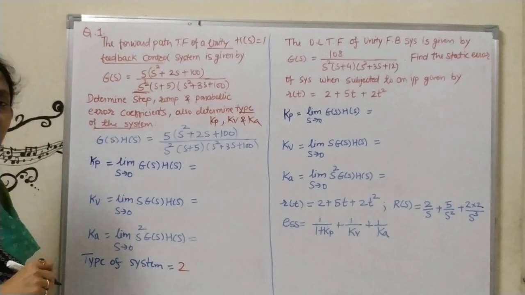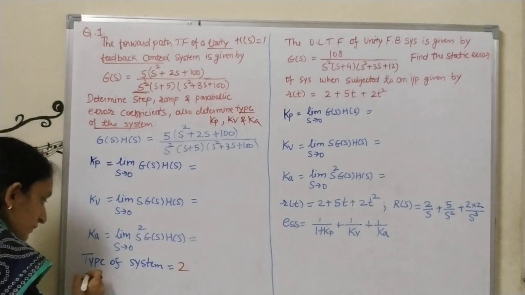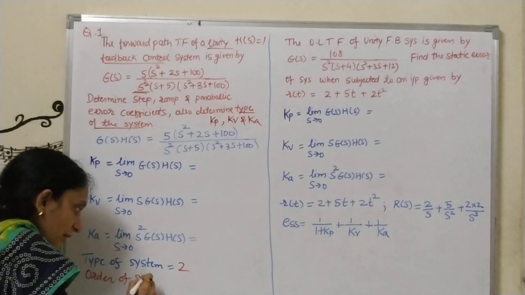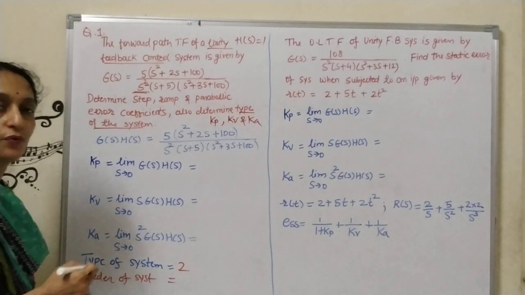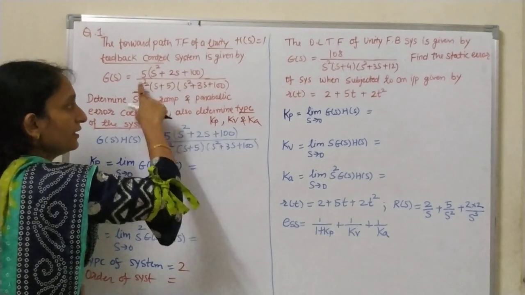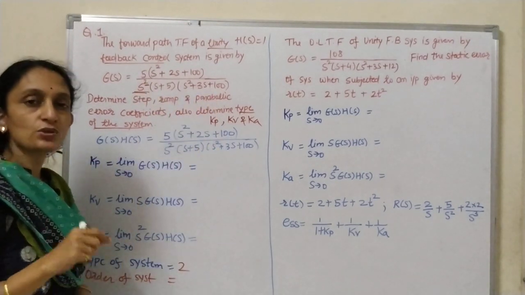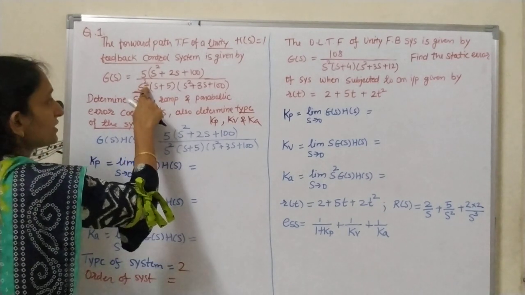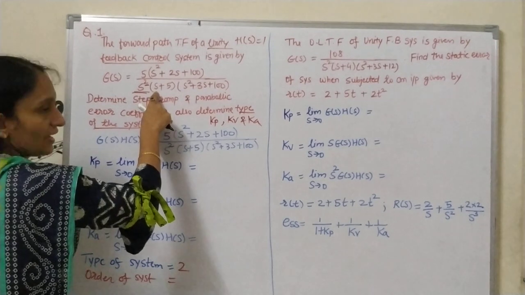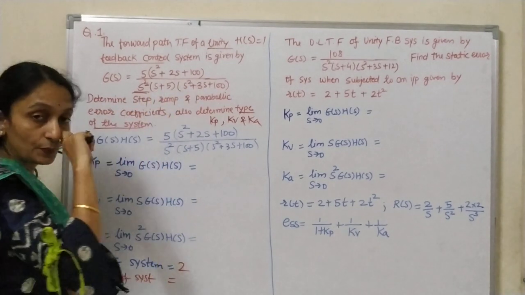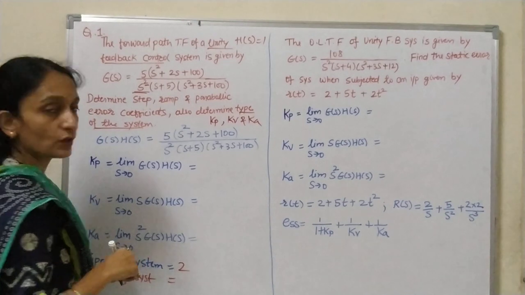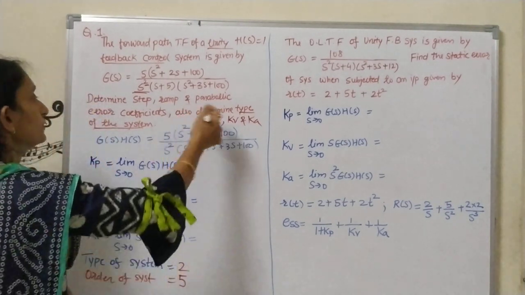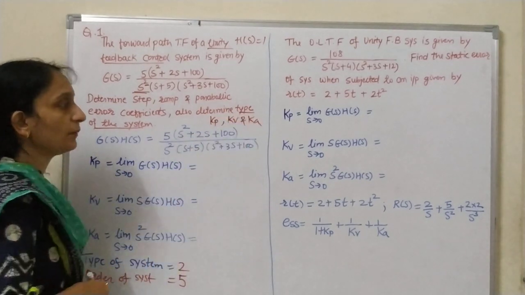Suppose I ask you the question, what is the order of the system? It is not asked in the numerical, but I am writing the order of the system. For the order of the system you need to multiply this s in the denominator. The highest power of s in the denominator is called the order of the system. Look at this here, 2. Multiply with this s, so this will be 3, 4, 5. So the order of the system here will be 5. Clear?